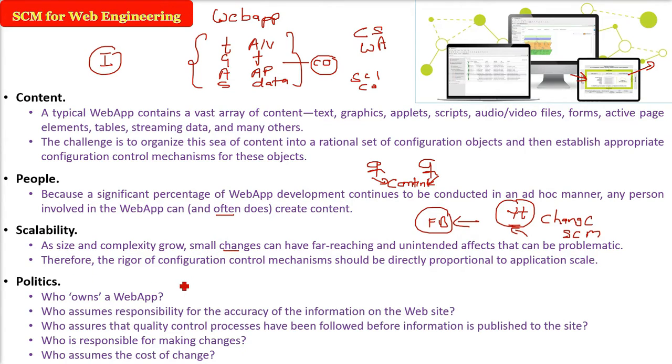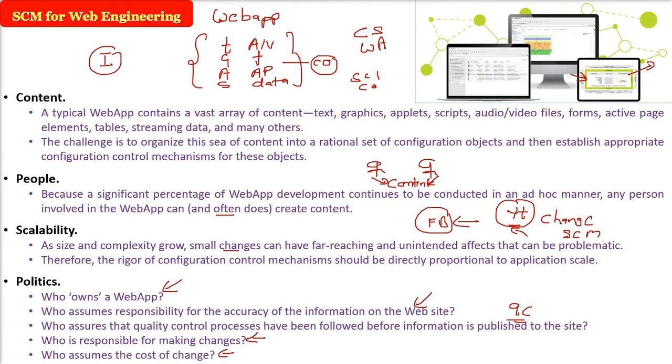Now, there are certain questions also which are involved. Who owns this web app? Who assumes the responsibility? Who will take the responsibility? Whatever information you are putting on your website, whether it is accurate, whether it is correct or not, who is going to verify it? Who assures that the quality control process has been properly followed? Because you are publishing something to the website which is going all across your users. Who is responsible for making these changes? Who assumes the cost of change?